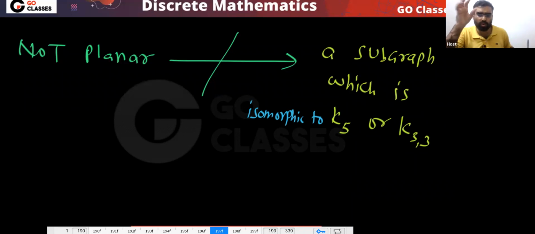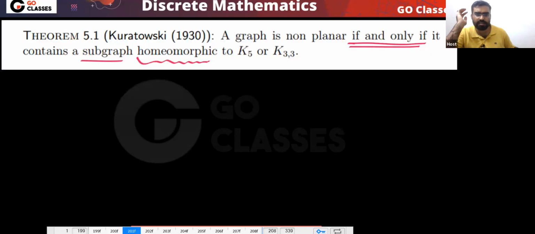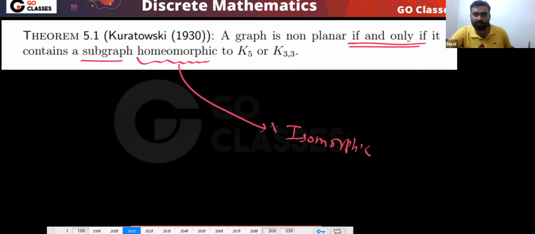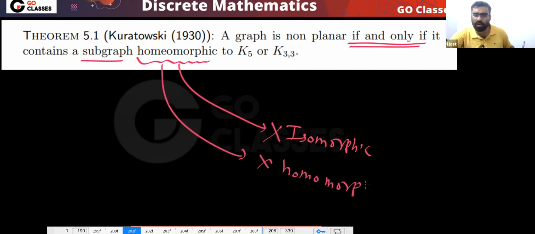Okay, so this is what Kuratowski's theorem says. Actually, there is something called homeomorphic. This Kuratowski's theorem says that a graph is non-planar if and only if it contains a subgraph homeomorphic to K5 or K33. First of all, this is different from isomorphic. Also, this is not homomorphic. These things are different.